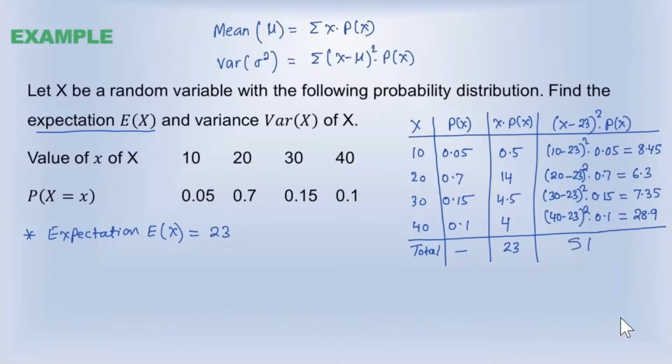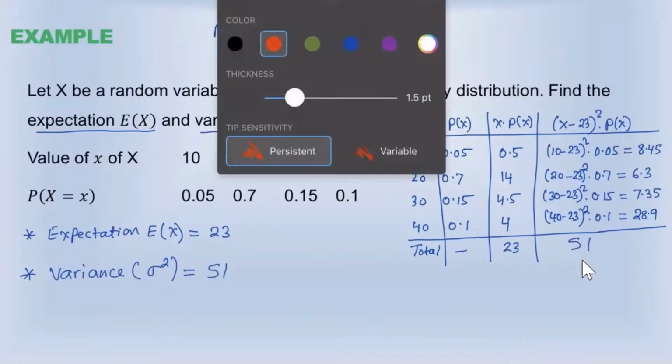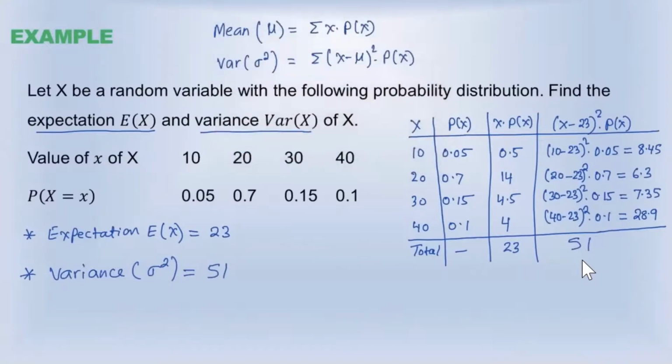So that means your variance, which is sigma squared, is equal to the sum of all these. When you add all these, it is 51. So that is the variance. We were asked to find the expected value and variance, and we got that. In this question, we are not asked to find the standard deviation, but we are going to do it so that we know how.